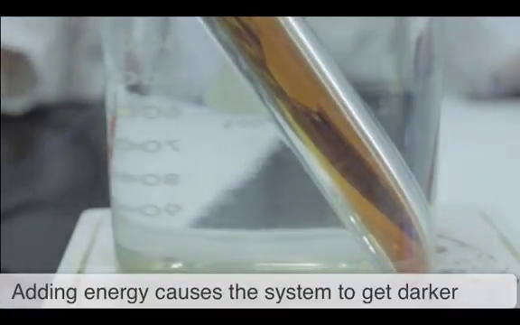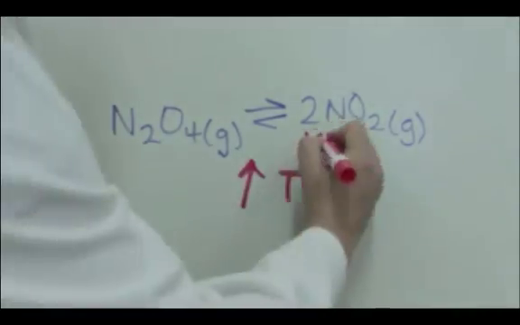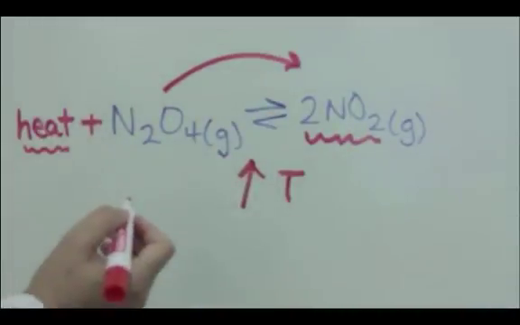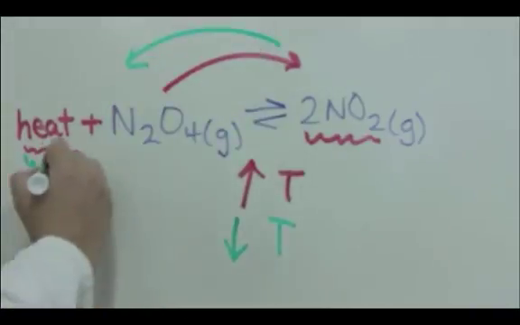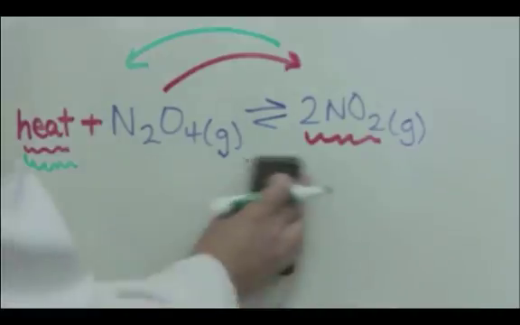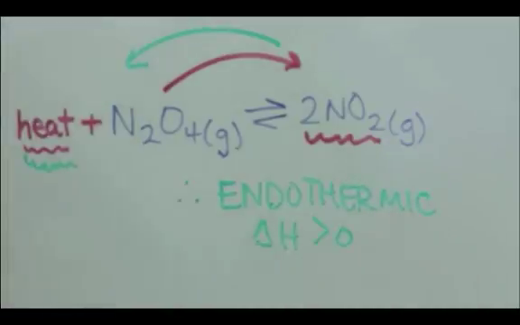As observed by the increased intensity of the brown, increasing the temperature shifted the equilibrium to the right. This means that heat is a reactant, and the equilibrium was shifting to the right in order to use up the excess heat. This was confirmed by the decrease in temperature when the equilibrium shifted left, trying to replace the heat that was lost. Therefore, the reaction is endothermic, and the delta H is greater than 0.